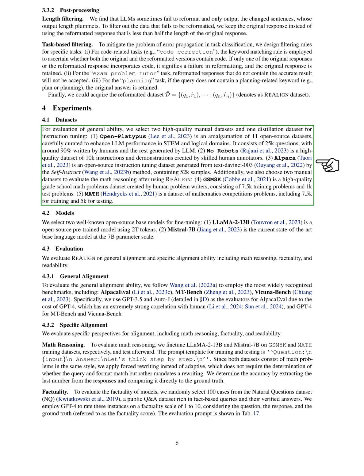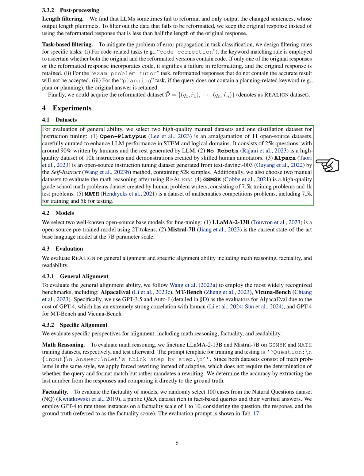The Open Platypus dataset combines 11 open-source datasets to help improve performance in STEM and logical reasoning tasks. The No Robots dataset contains high-quality instructions and demonstrations, and the Alpaca dataset is generated from a model and contains instructions for various tasks. We also selected 2 additional datasets specifically for testing math reasoning skills.